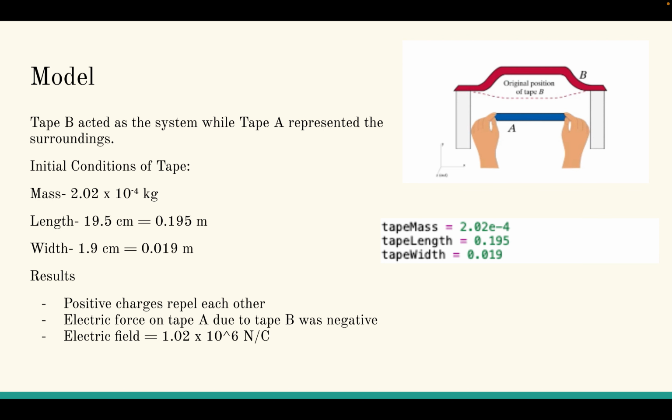As shown, the model represents tape B as a system, while tape A acts as the surroundings. The initial mass, length, and width of the tape pieces were all taken into account within the GlowScript code. The results showed that the positive charges on the tapes exhibited repulsion when they were near each other, and that the electric field was 1.02 times 10 to the 6 newtons per coulomb. Additionally, it was found that the electric force on tape A due to tape B was negative.